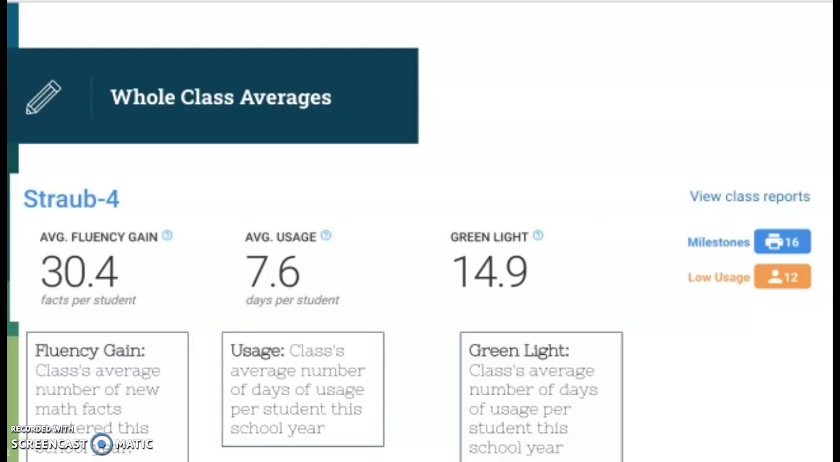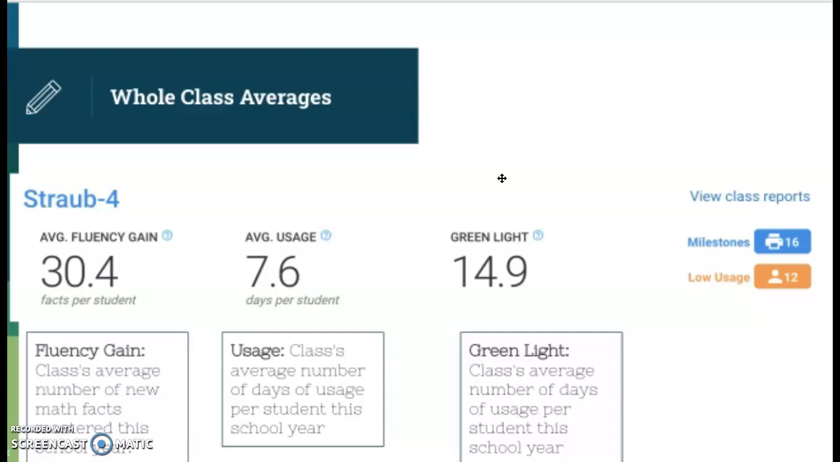So the first piece of data that I looked at, as you log into Reflex, this part pops up and it gives you your average fluency gain. I started this back in the beginning or mid-September. Since then, an average student has mastered 30.4 facts. They have been averaging 7.6 days since we started, and their green light days were 14.9.